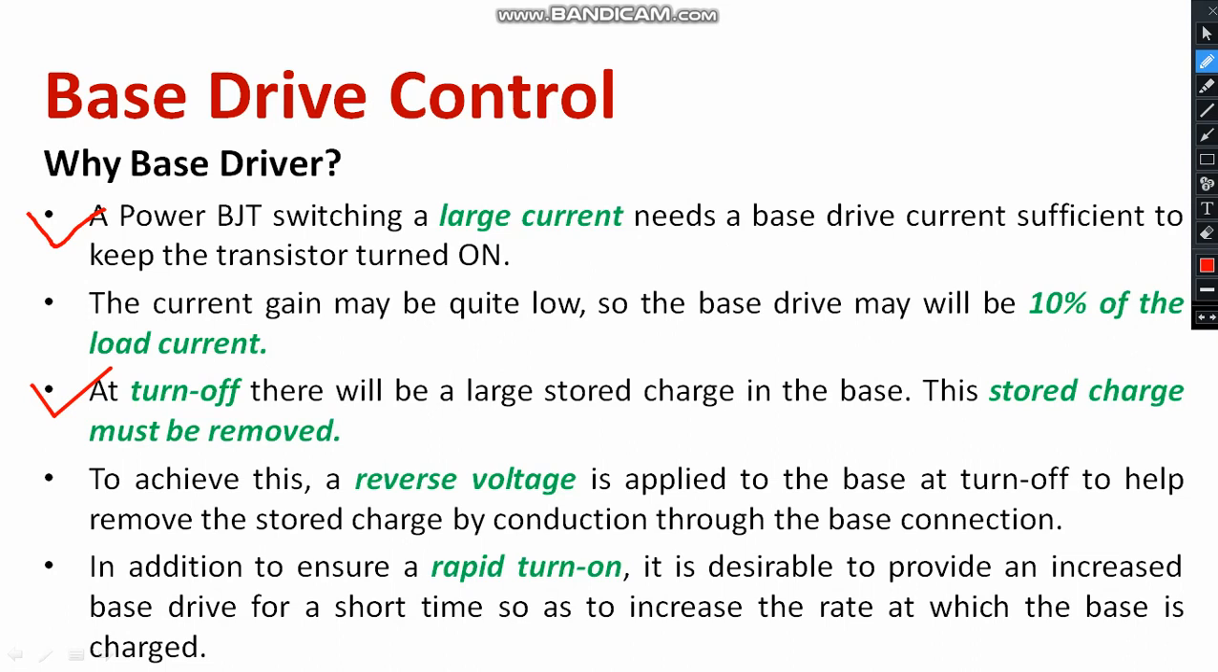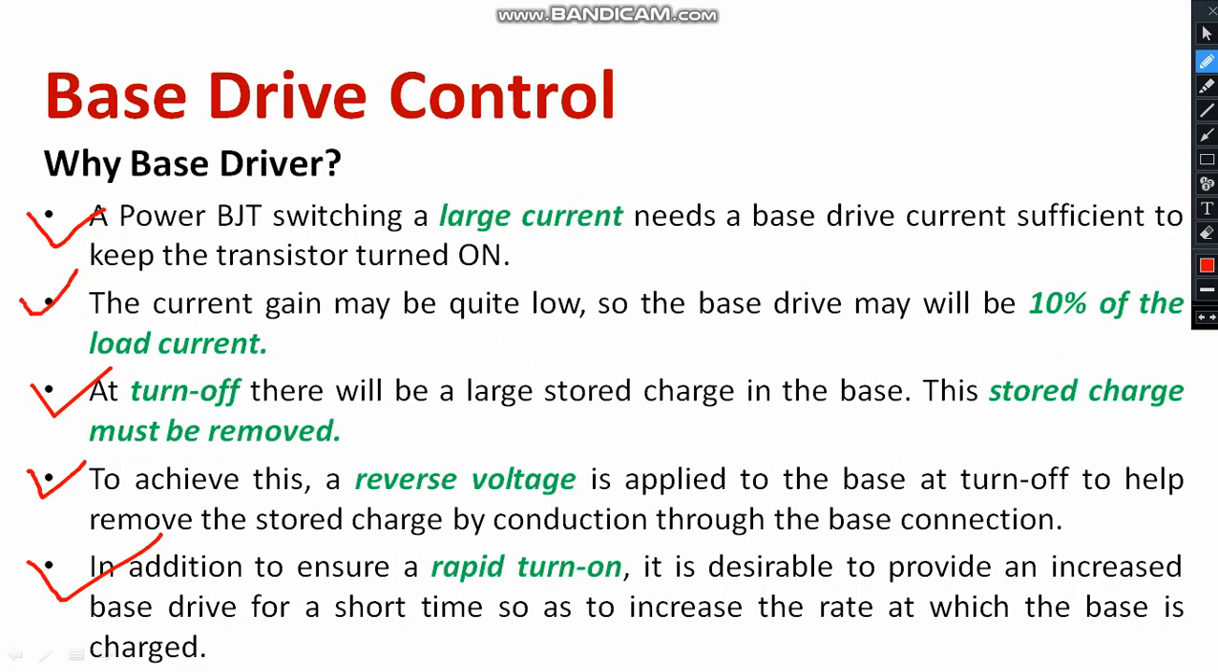In some cases, the BJT requires rapid turn on. At that time we have to make certain arrangements. And to turn off the Power BJT, a certain reverse voltage needs to be applied. For that purpose also we need a separate arrangement. So definitely, to satisfy these requirements, a base driver circuit is required.